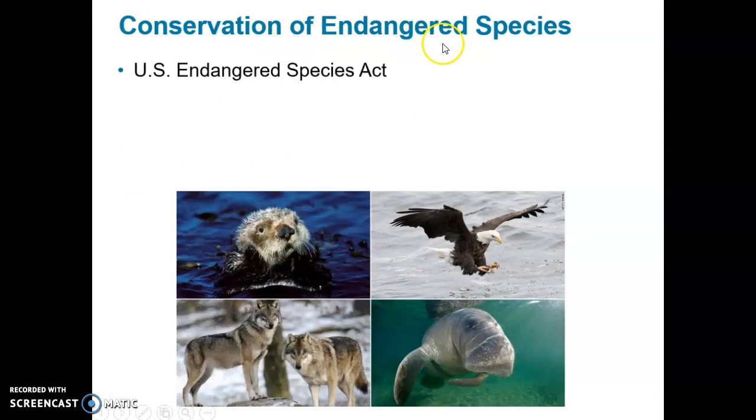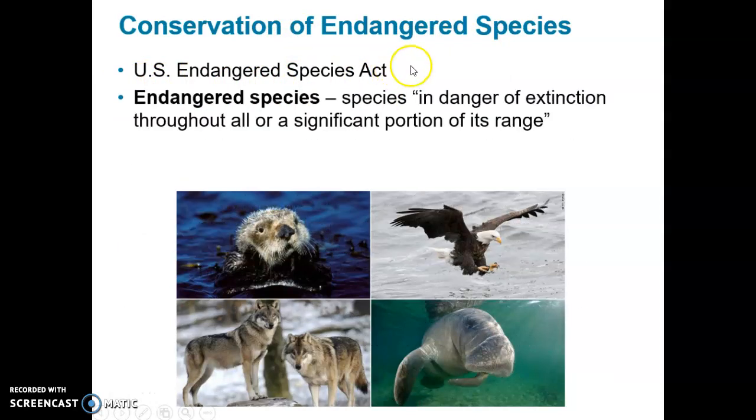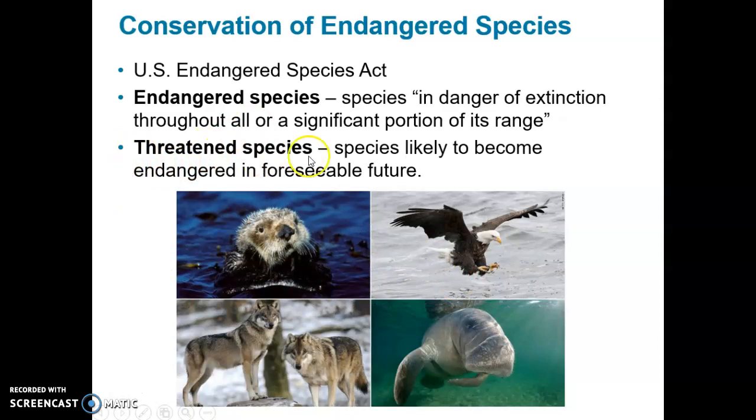So let's talk about conservation of endangered species. In the United States, we have the Endangered Species Act. An endangered species is a species that is in danger of extinction throughout or through a significant portion of its range. Like the sea otters on the Pacific coast, American bald eagle, wolves, the manatee that's around in Florida. These at one point or another were all endangered species. And a threatened species is a species that's likely to become endangered in the foreseeable future. So again, two categories of species at risk.